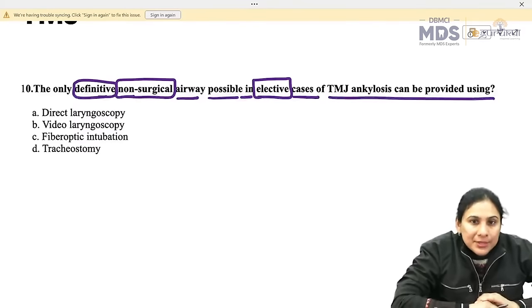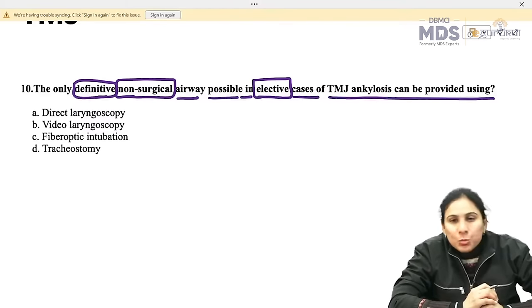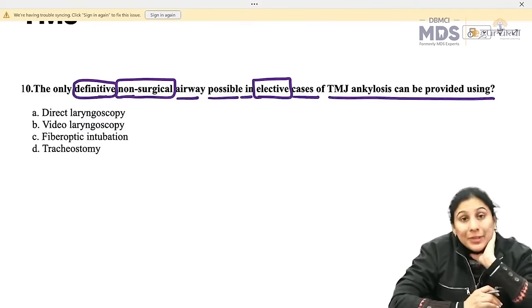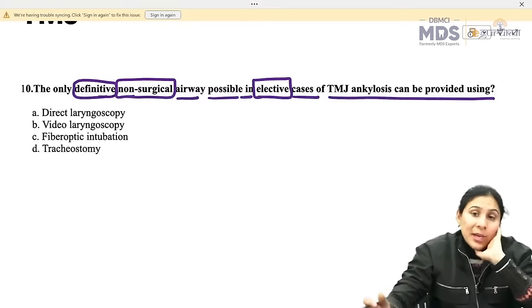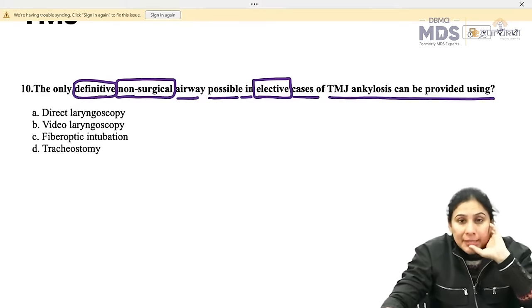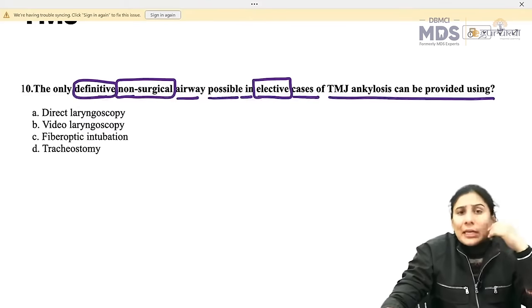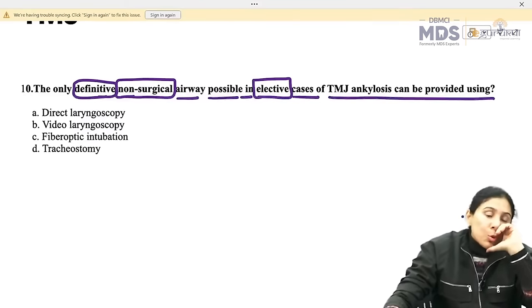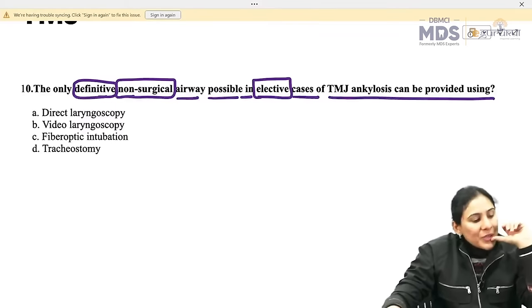Now give me an answer to this. It's more of an anesthesia question, but since a surgeon has to know the basics of anesthesia and it is related to ankylosis, I thought I should take it. It's a very, very repeated question. So many times they ask you about approach to the airway in an ankylosis patient.